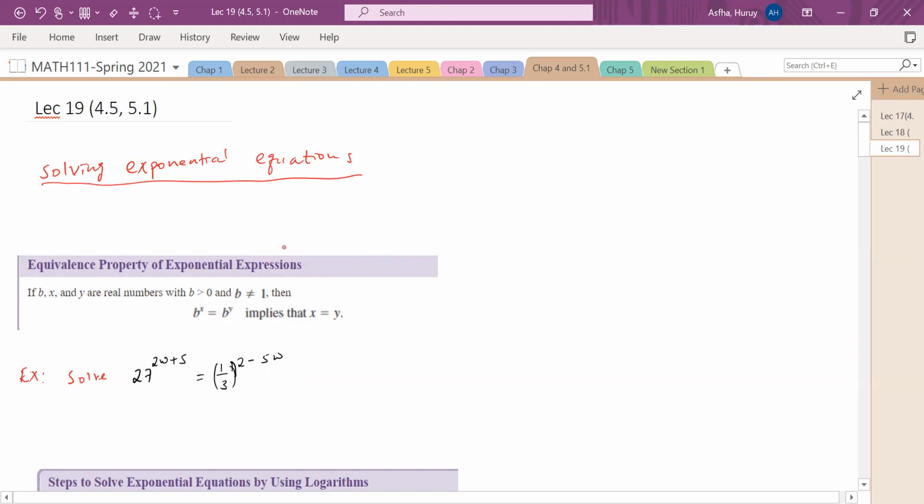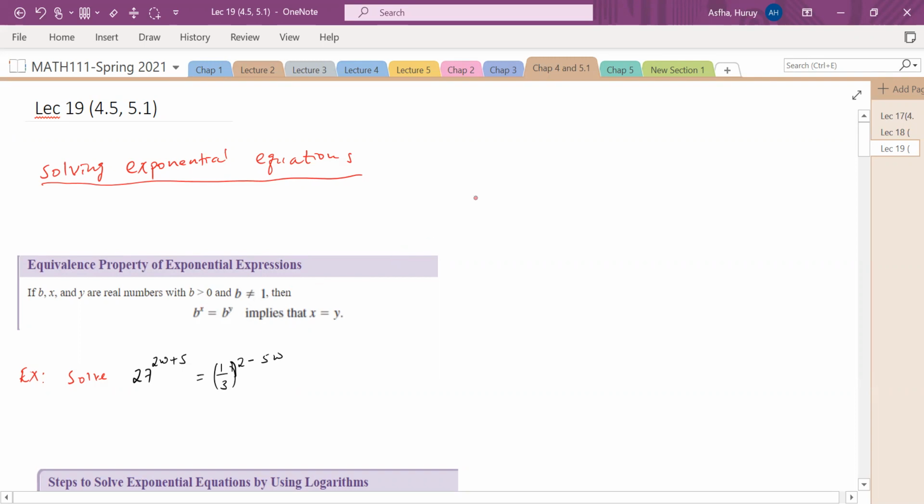So today's discussion will be solving exponential equations, and we will see different methods, different ways of solving exponential equations. Now, first, let's have a look at this property, which will be very useful in solving exponential equations. This is what we call the equivalence property.